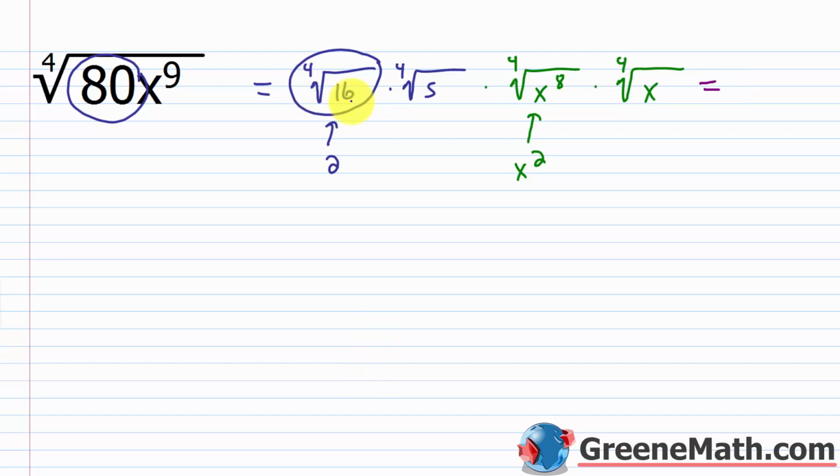We know the 4th root of 16 is 2, so we'll put 2. We know the 4th root of x to the 8th power is x squared, so we'll put that. And then times the 4th root of, what do we have left? We have a 5, and then times an x. So times the 4th root of 5x. So our answer here is 2x squared times the 4th root of 5x.